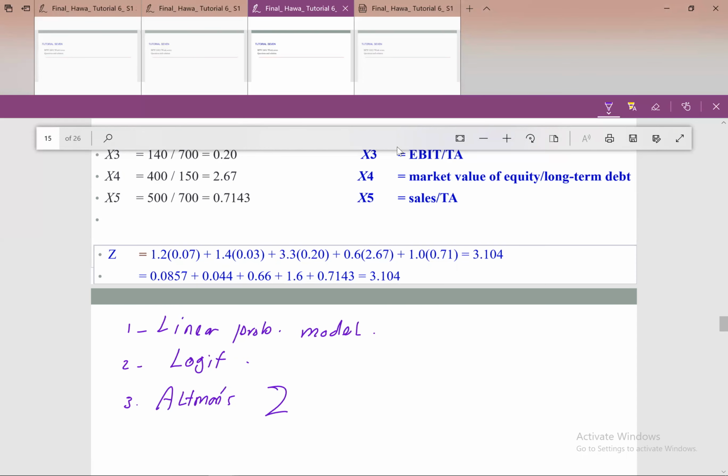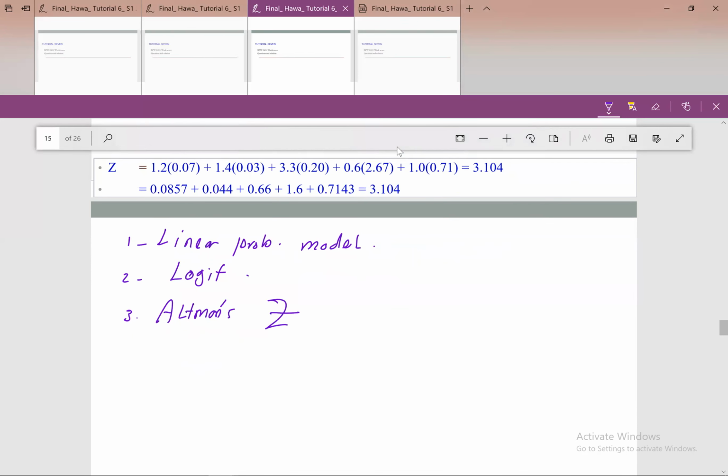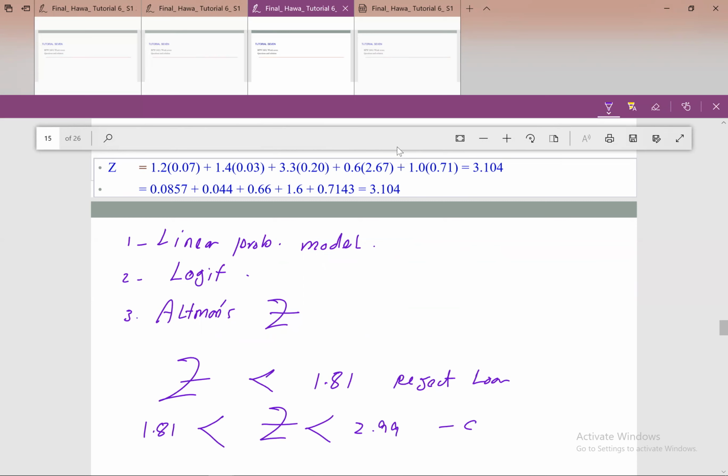Altman Z. Now, Altman Z, they already gave us, and this is a worldwide model. They told us if the Z is less than 1.81, reject that loan. If the Z is bigger than 1.81 but less than 2.99, consider, which you call the critical area.